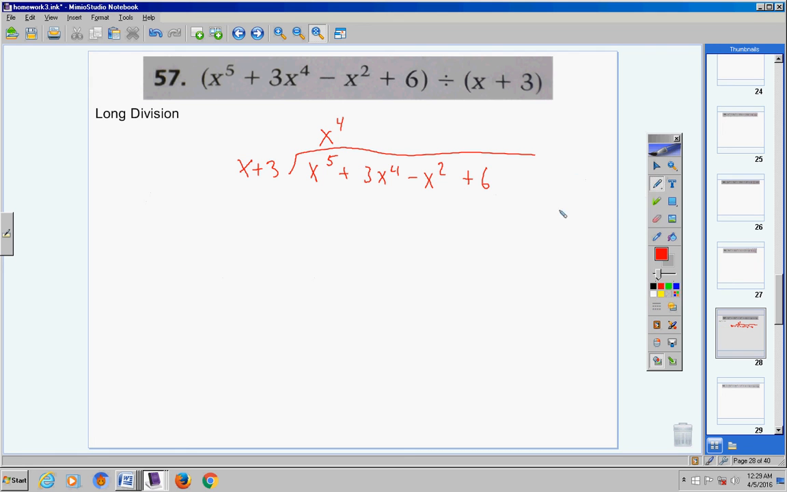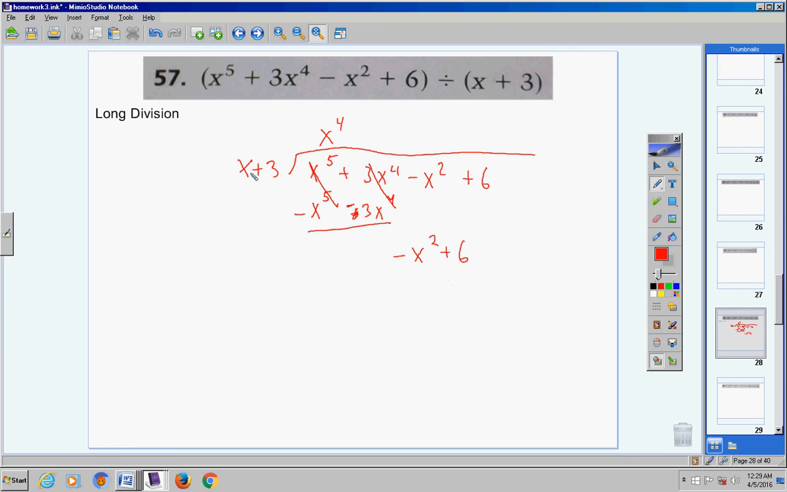Okay? After you've divided first term into first term, you take this term here and you multiply it by these two terms here. So x to the 4th times x is x to the 5th. X to the 4th times 3 is 3x to the 4th. Change your signs, negative, negative, and combine and bring down all of your leftover terms. So bring down your negative x squared, bring down your positive 6. Now, make sure this is written in standard form, and it is.